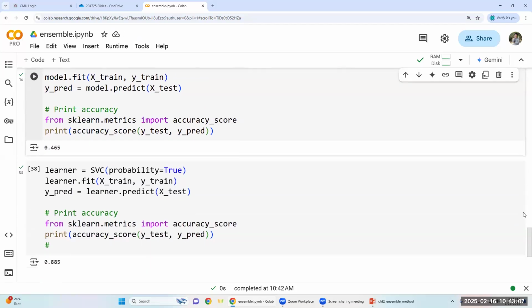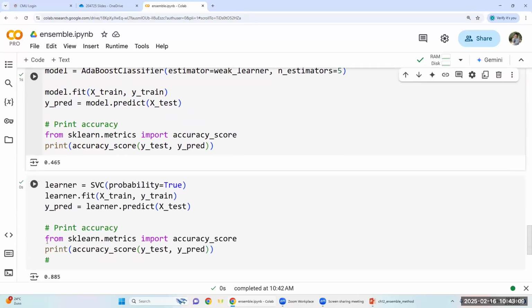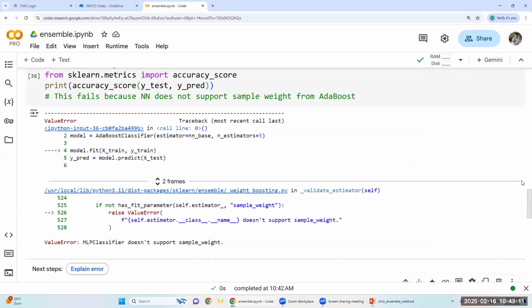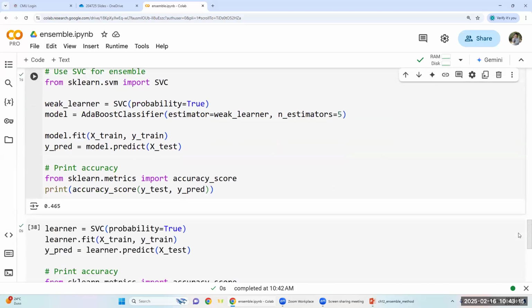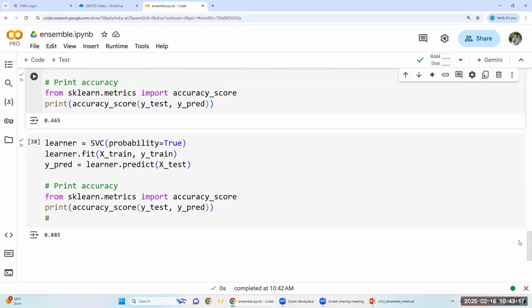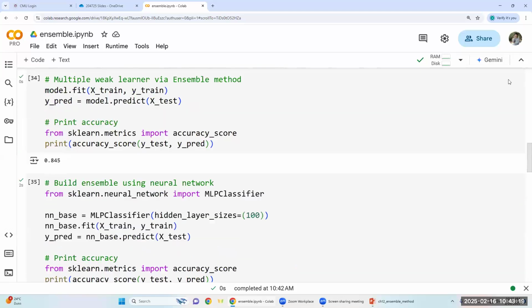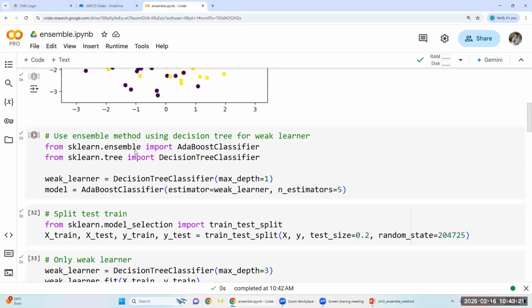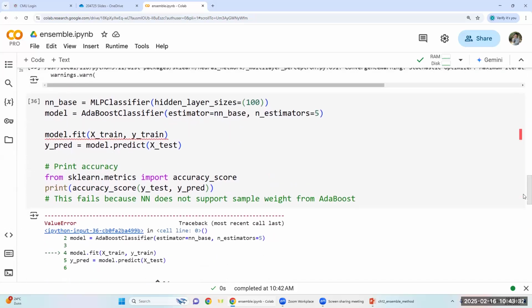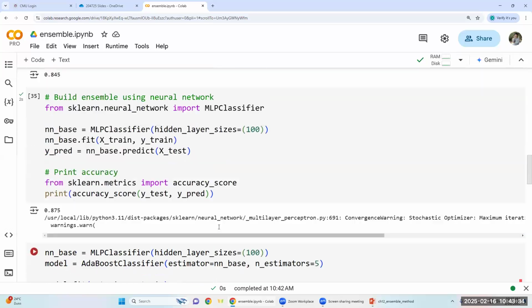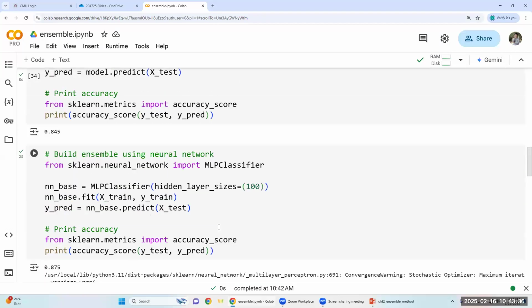So all in all, if you want to have better performance and want to use an ensemble, the most common choice would be the decision tree. You would want to use the decision tree for the weak learner. Okay, so that should cover most of the basic ideas.